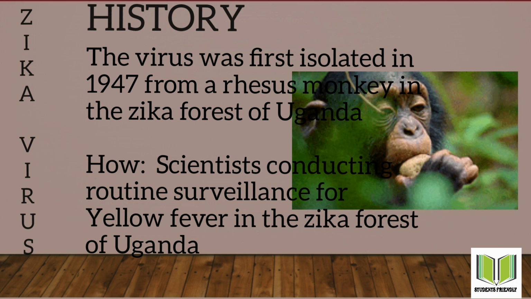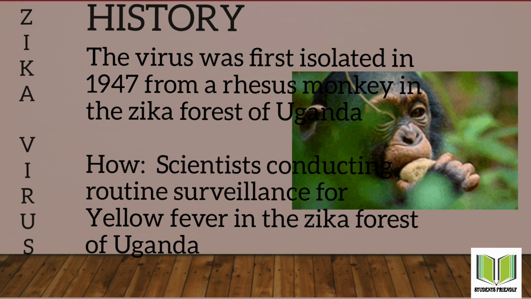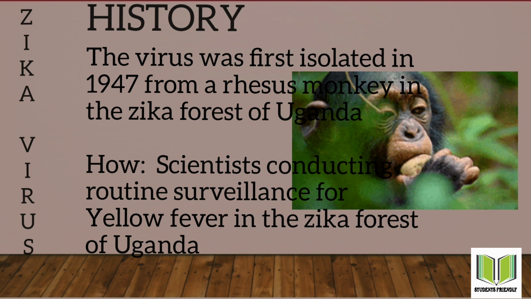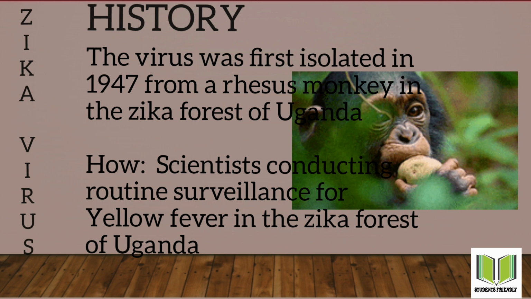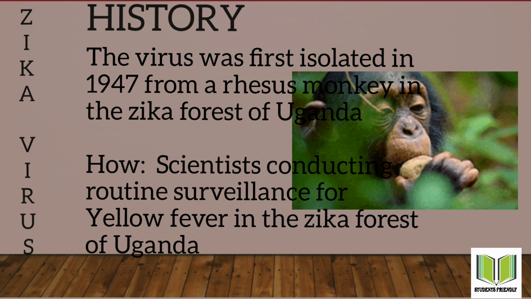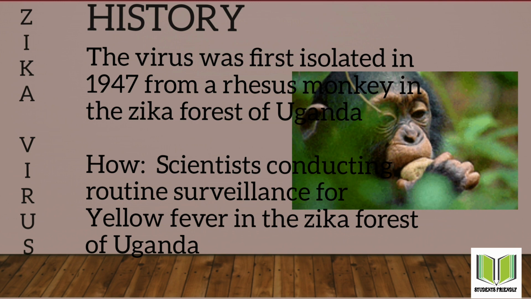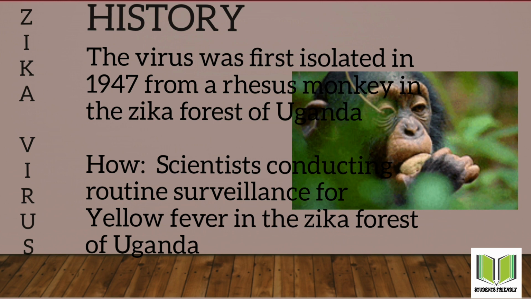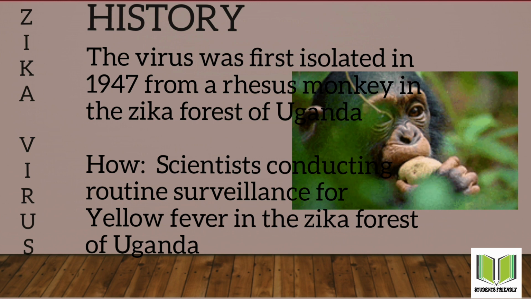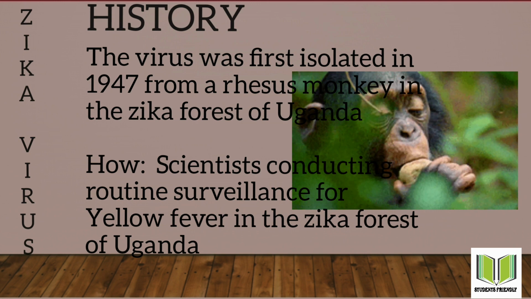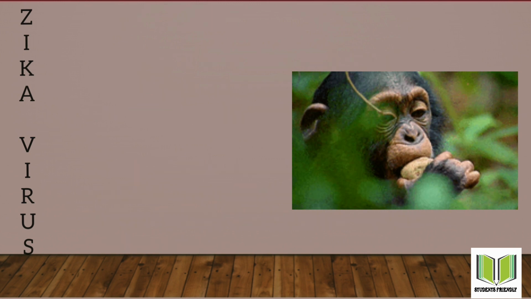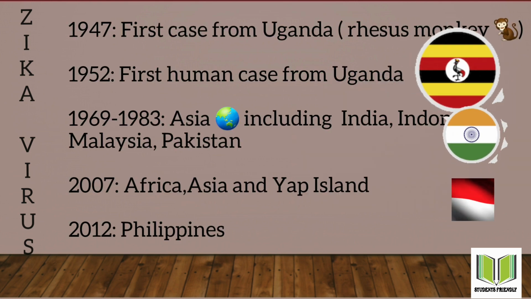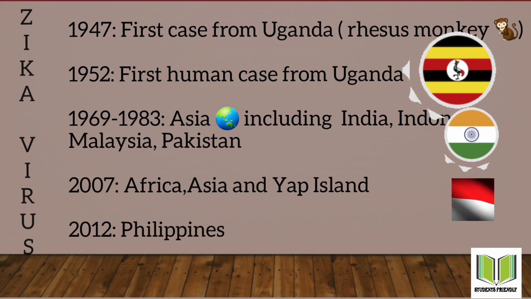History. The virus was first isolated in 1947 from a rhesus monkey in the Zika forest of Uganda. Scientists conducting routine surveillance for yellow fever in the Zika forest of Uganda isolated the Zika virus in a sample taken from a captive sentinel rhesus monkey. In 1947, the first rhesus monkey case was detected. In 1952, the first human case was detected in Uganda.